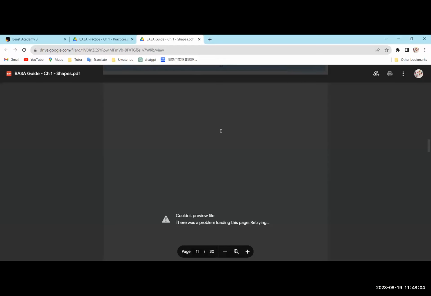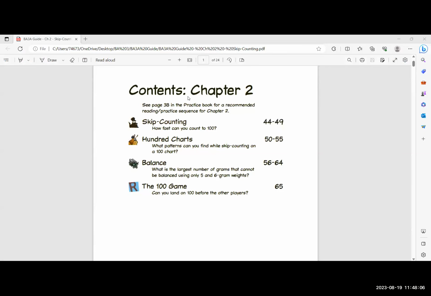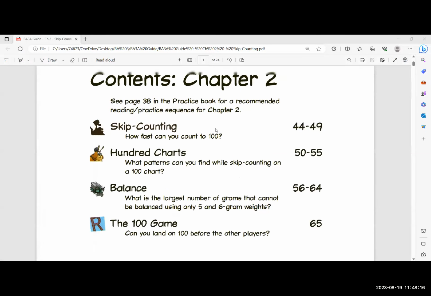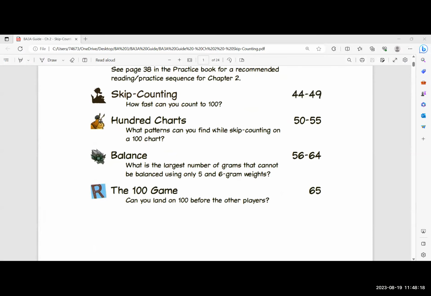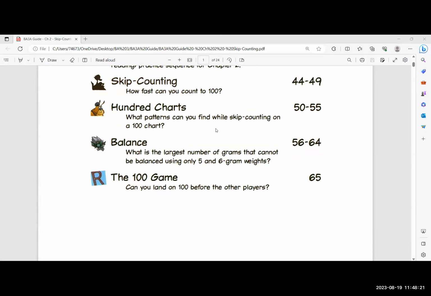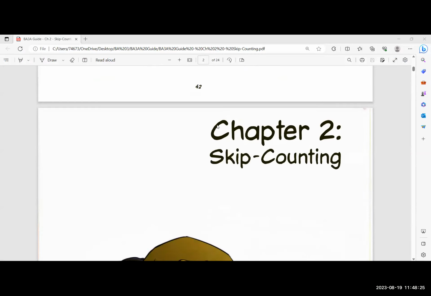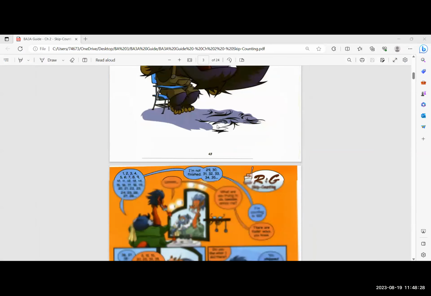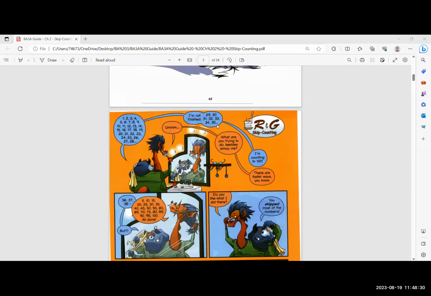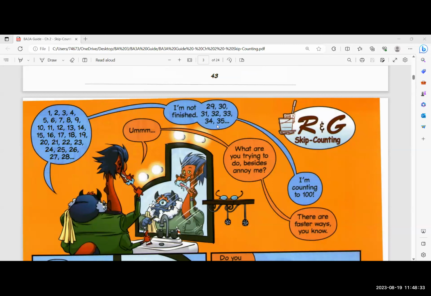I will share my screen. Can we all see my laptop screen? Let me see my update. So let's take a look at skip counting right here. If anyone wants to read, they can just open their mic and read. If not, then I will be reading.